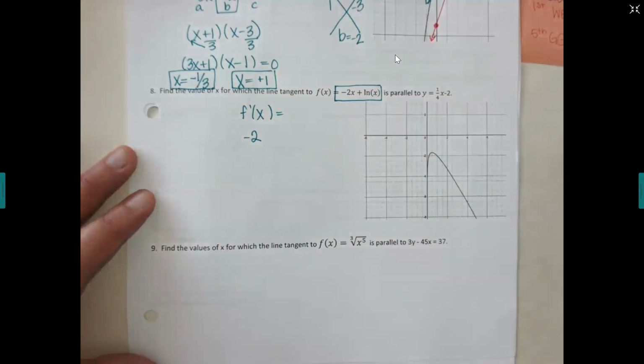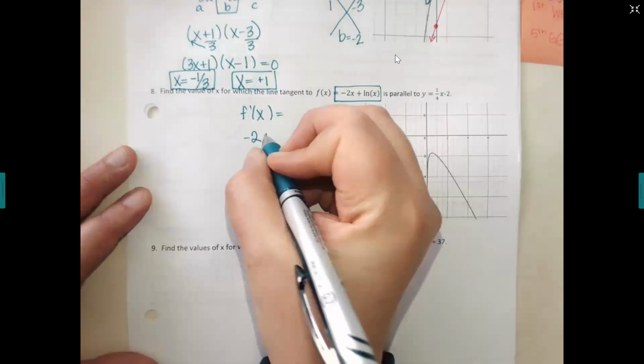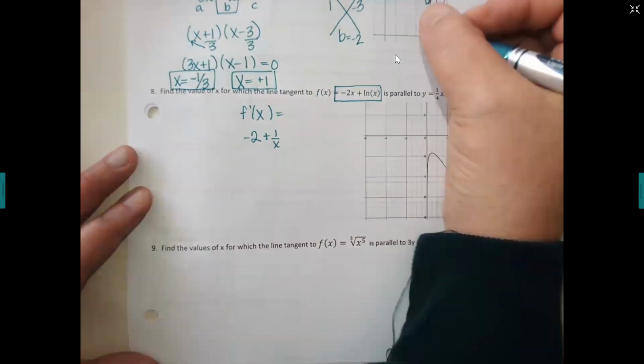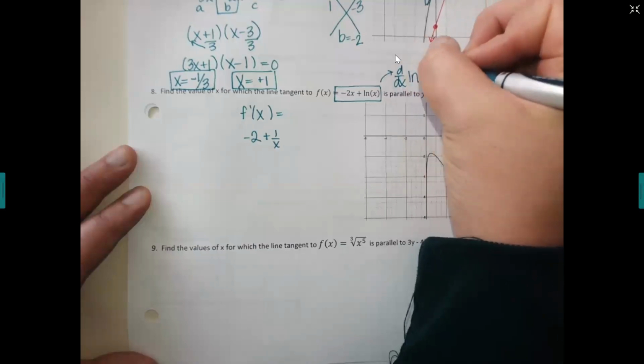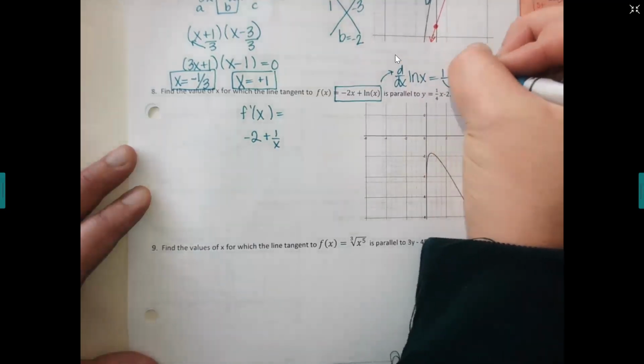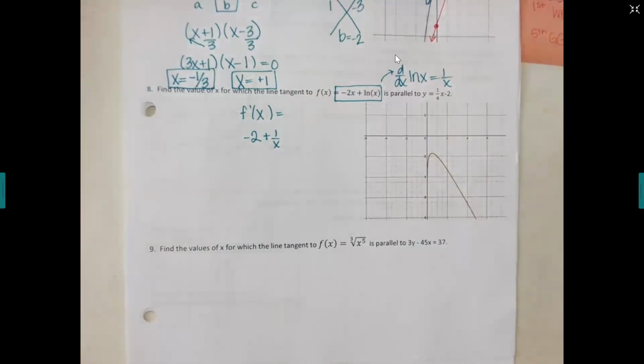And then for my plus ln x, this is one of your specials. Does anyone remember the derivative for ln x? No, e is its own derivative. Ln x is a formula. Do you remember it? It's 1 over x. Okay, so I'll write it over here to the side. d/dx of ln x is 1 over x. Okay, that's one of your specials, but it's already in your notes.